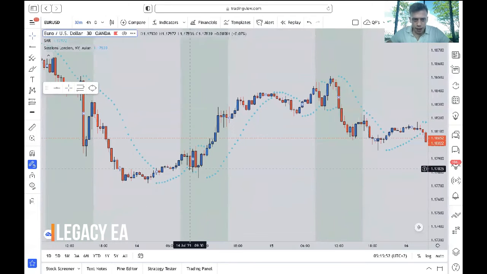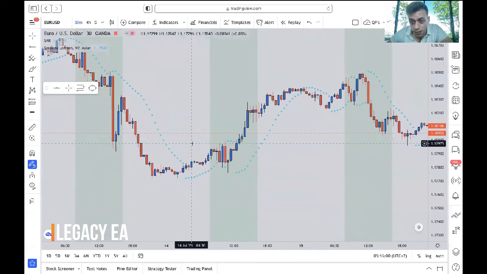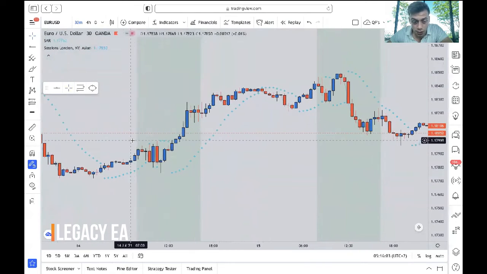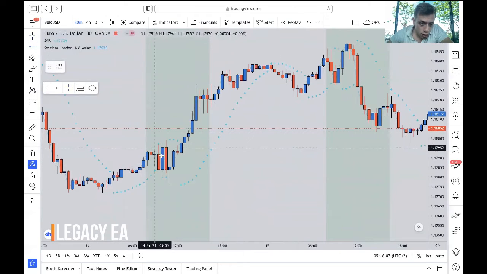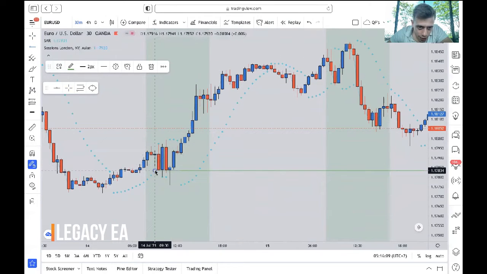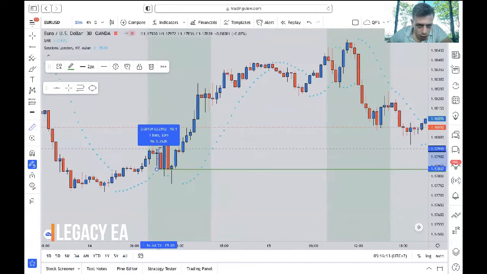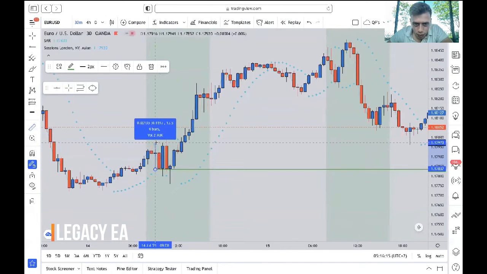And then here, I remember this one as well. I got caught in this one, and it did create some drawdown for me. I was 3% in drawdown. Doesn't sound like a lot, but 3%, I hate that already. So we would have been in the sell trade right here, and it directly reversed on us. So I would have been down 10 pips, 13 pips. So let's say 13 euros.